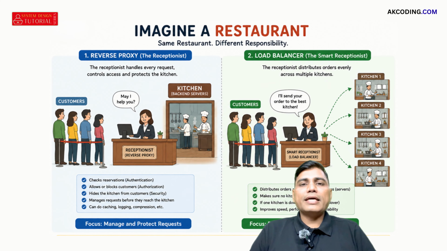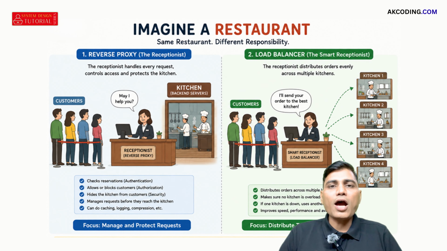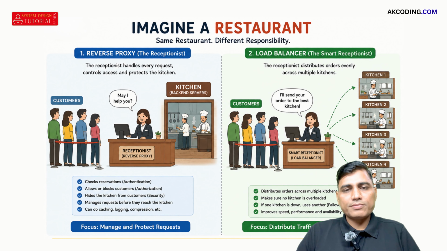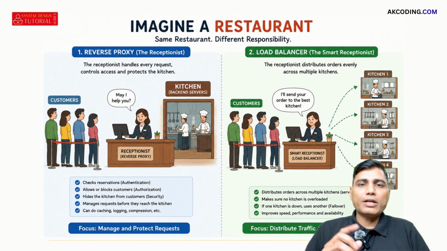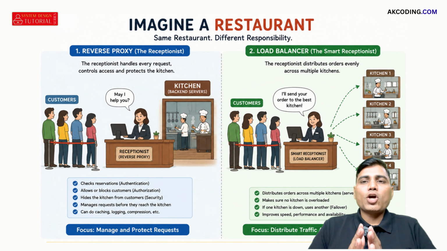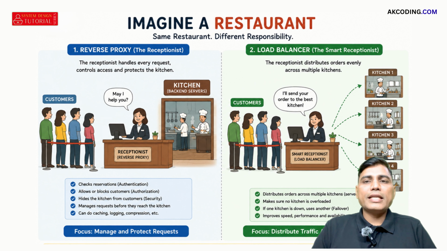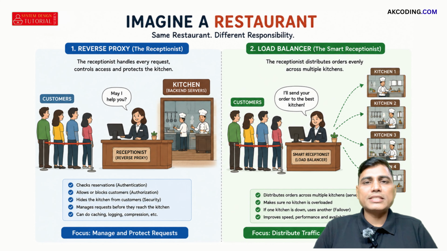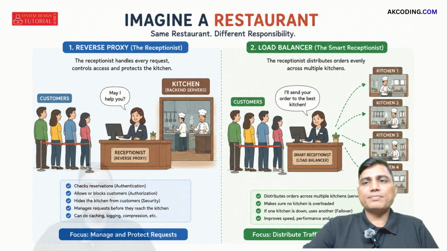Now here the receptionist acts as a reverse proxy. Now imagine in your restaurant there are 5 kitchens, and instead of sending each order to kitchen 1, the receptionist will distribute the orders across all 5 kitchens equally. Now here the receptionist acts as a load balancer. Same receptionist, different responsibility, that's the core difference.